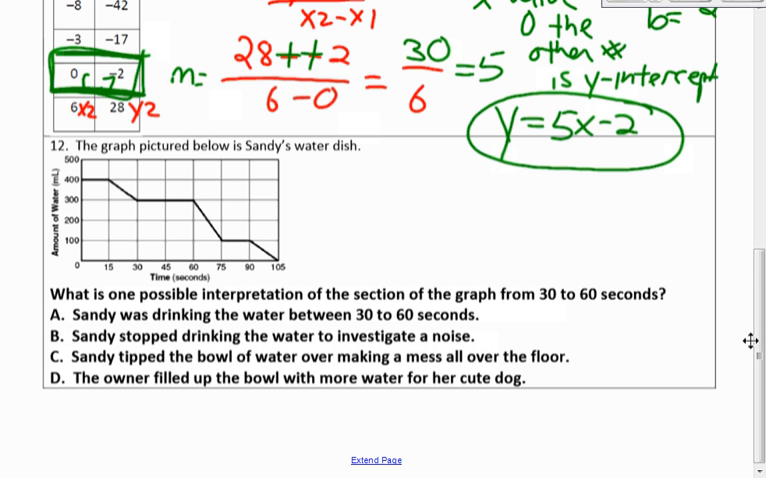For this last one, the graph picture below is Sandy's water dish. What is one possible interpretation of the section of the graph from 30 seconds to 60 seconds? So if you take a look from 30 to 60 seconds, it's remaining straight. So time is passing by in this area right here, but the water level is not decreasing or increasing. So the most appropriate choice would be B, that Sandy stopped drinking her water to investigate a noise.